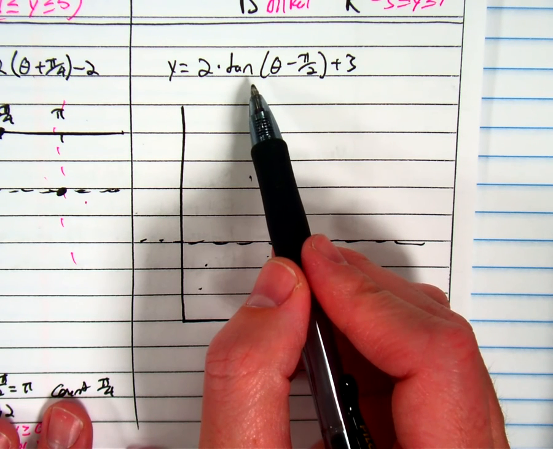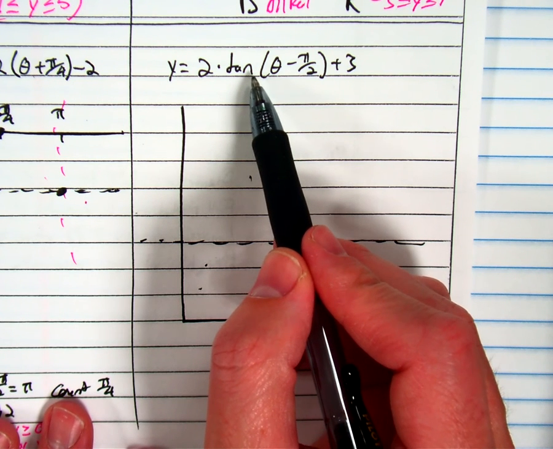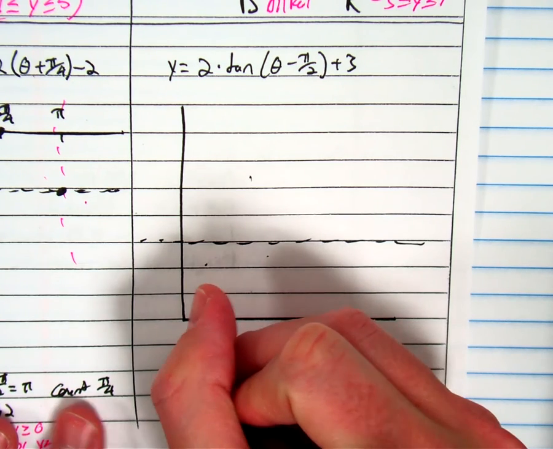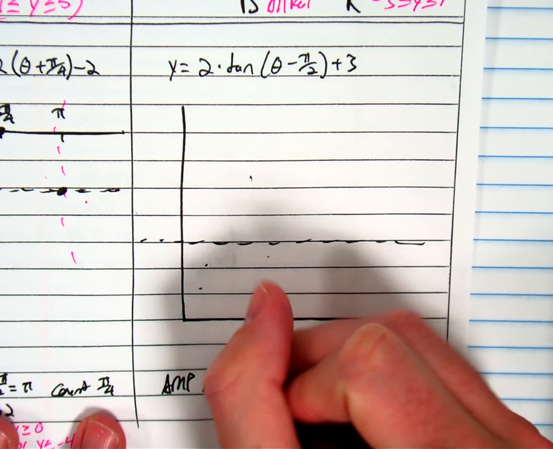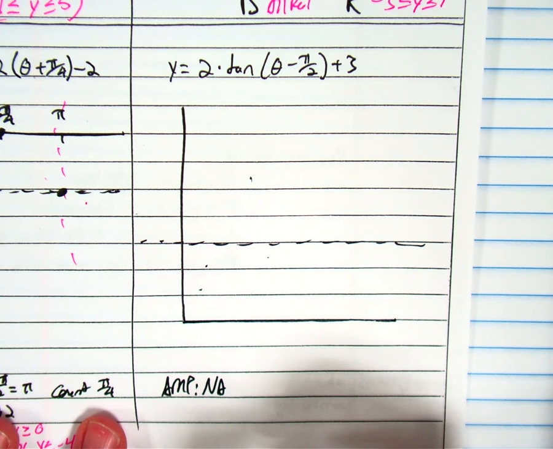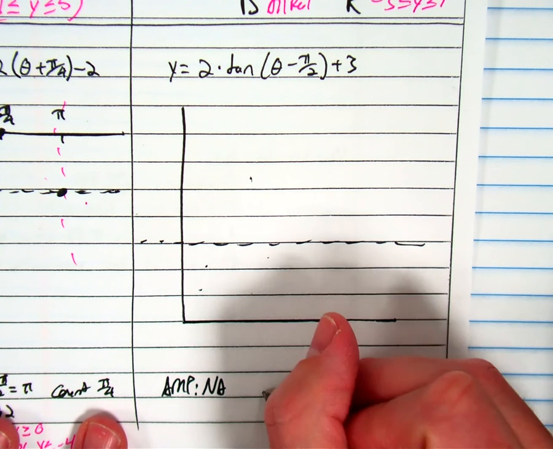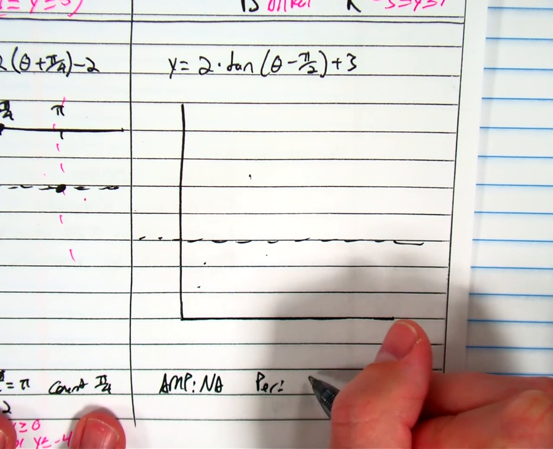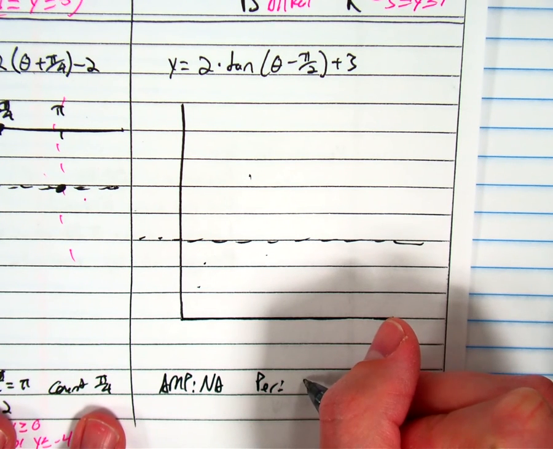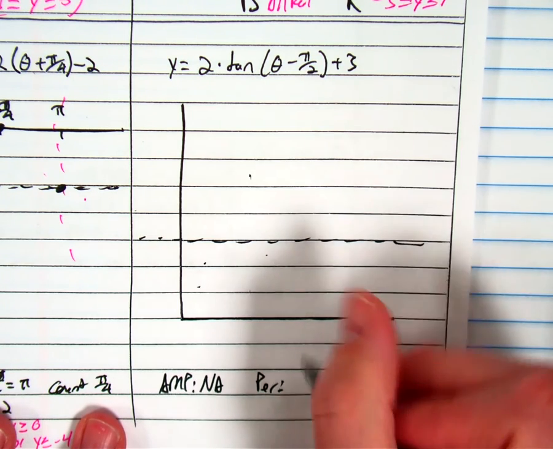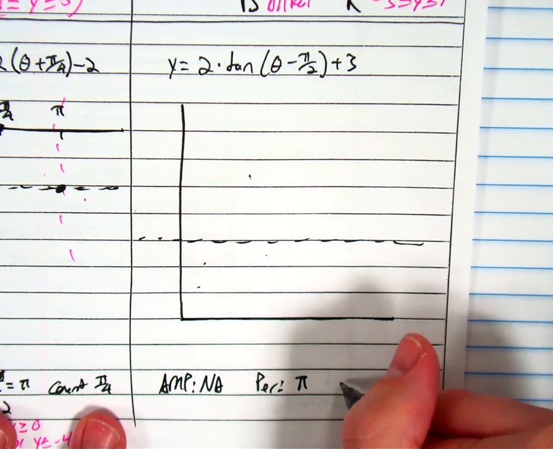Tangent. Normal period for tangent and cotangent, they're a little bit different. It's just pi. All right, let's not skip steps here, Mr. Handke. Amp, N/A, technically. And we'll use that too in a different fashion here in a little bit. Period. Okay. Normal period for tangent, we just said is pi. Okay, and we do not have a period adjuster right there, so it's just going to be pi.